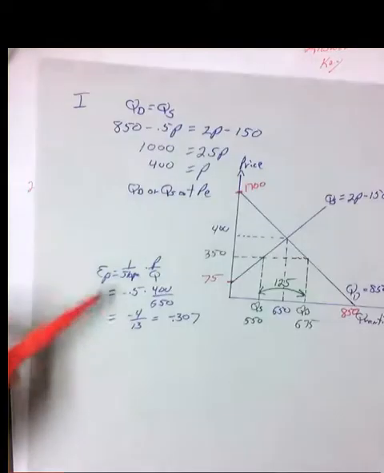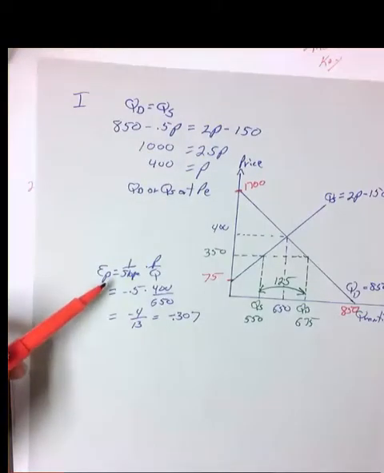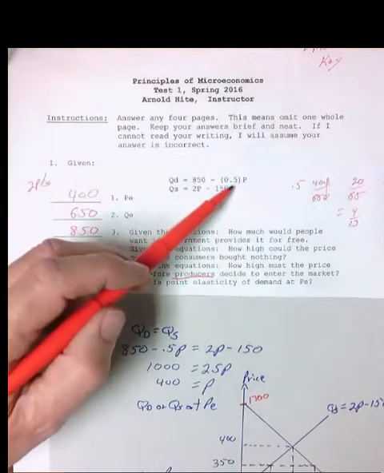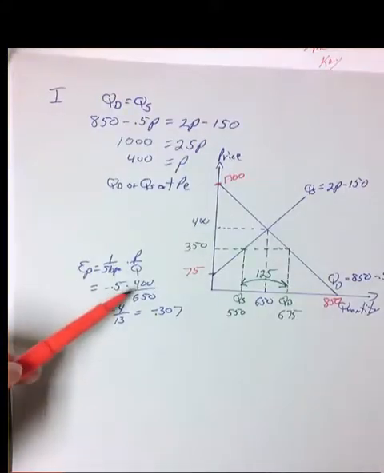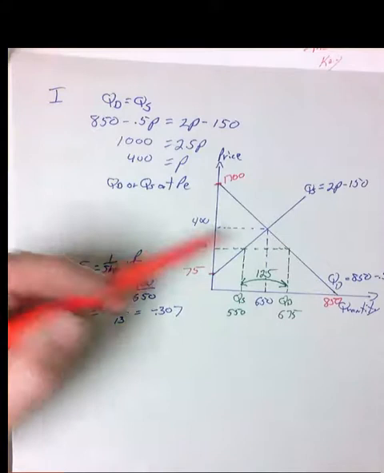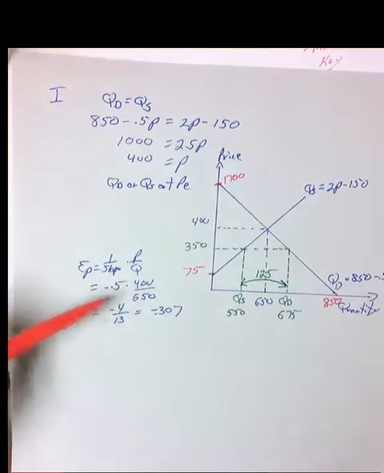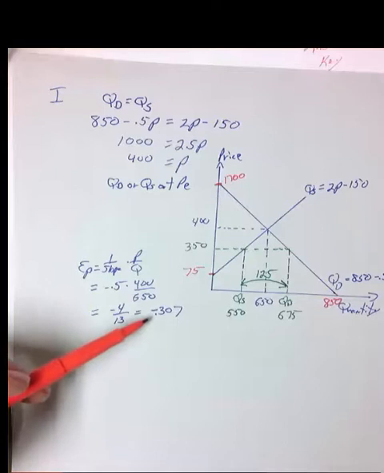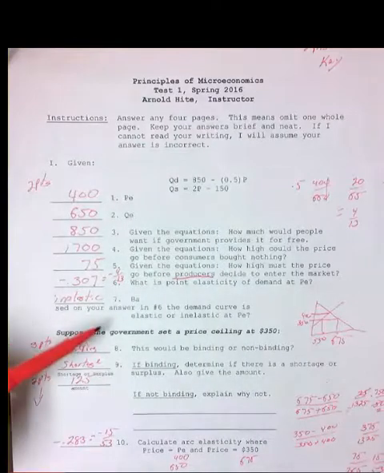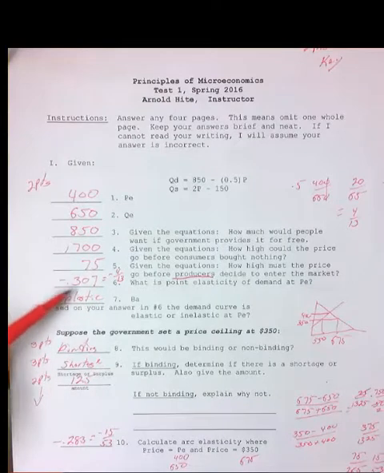Then it asks you to find the point elasticity of demand. You just use the formula, 1 over the slope times P over Q. It's actually kind of easy because thanks to Alfred Marshall, 1 over the slope turns out to be the coefficient on the P variable from the demand curve. So it's just minus 5 times the P value, which was 400, divided by the Q value, which was 650. And it works out to be minus 4 over 13, or if you did it in your calculator, minus 0.307. Then it asks you to interpret that, and of course, ignoring the sign, it's less than 1, so it's inelastic.